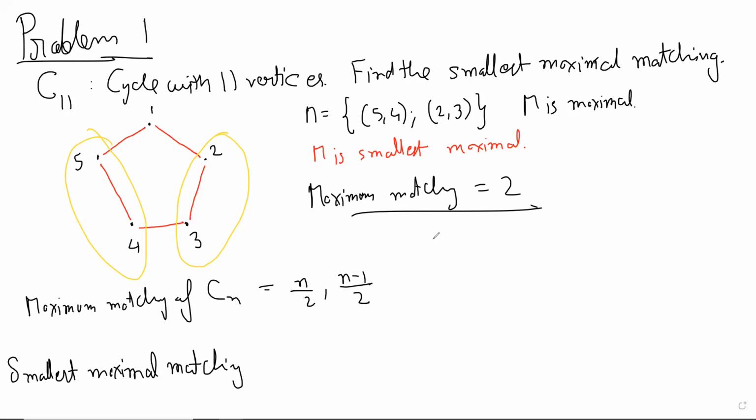So the answer was equal for 5. Both maximum and maximal are the same. Does it continue? Think. Let's think. No, but these are all cycles. These are all cycles. Think a little bit. You'll get some intuition, some idea.